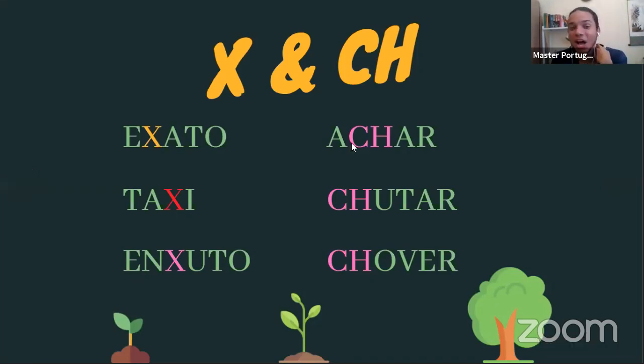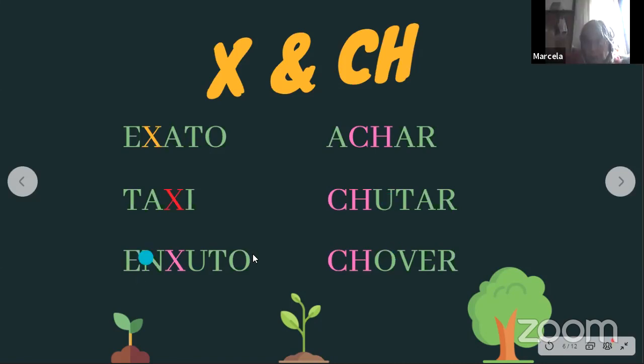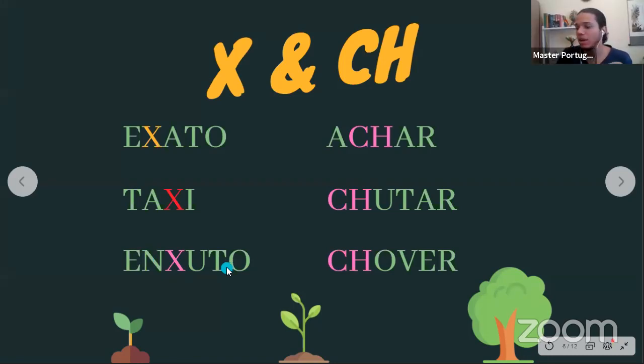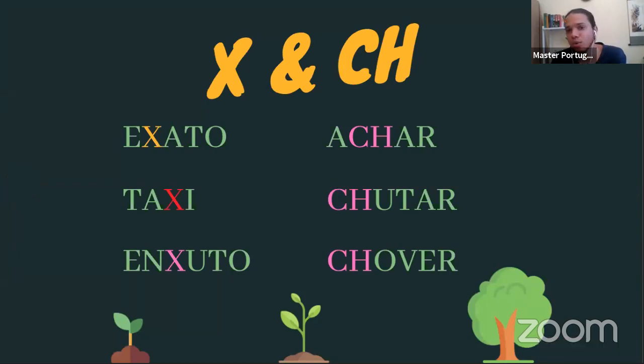Okay? And also CH has the sound of sh: achar, chutar, chover. Chover, chuva. Enxuto means dry. So if something is dry, it's enxuto. It's seco. It's a synonym. Okay?